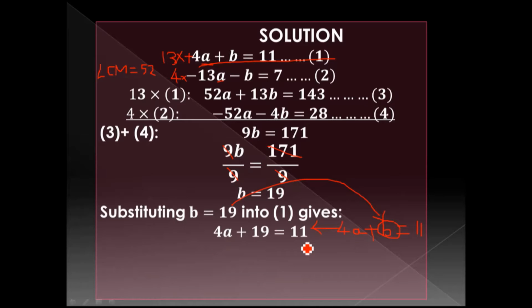In solving for this equation, we have 19 being transferred to the right hand side, so we end up with negative 19, and 11 minus 19 collapses to minus 8. Dividing the coefficient of a into both sides of our equation, that is 4, a collapses to minus 2.